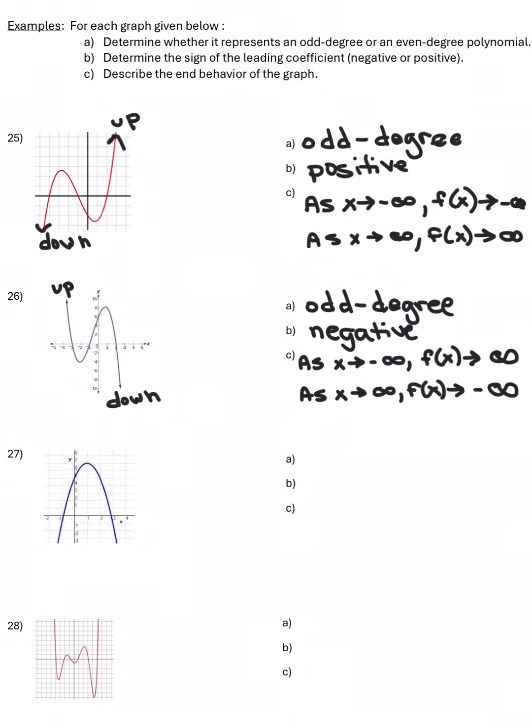And one more thing I want to point out. If we know this is a cubic by looking at it, cubic would be x to the third power. We know right off the bat that's an odd degree. Whereas look at the next one, that is a quadratic, y equals x squared. So that should just be an even degree.